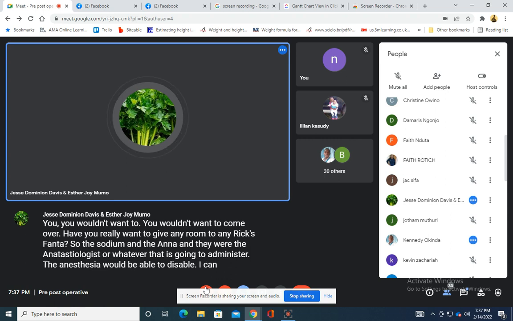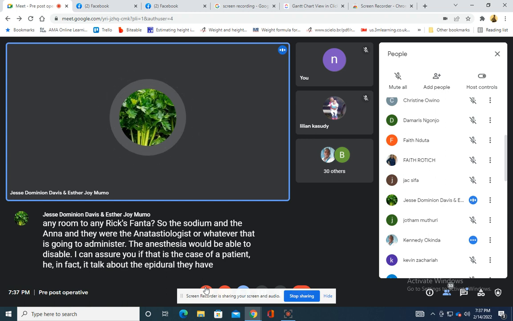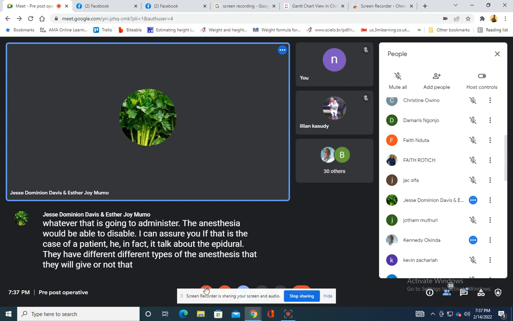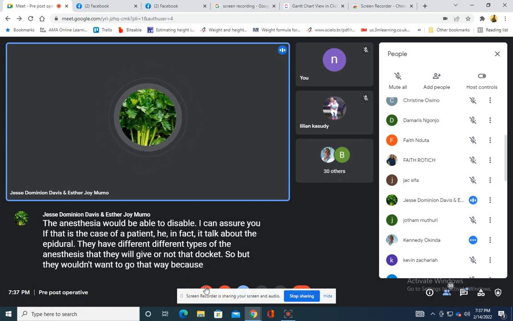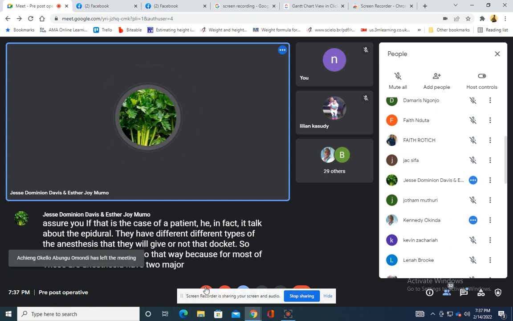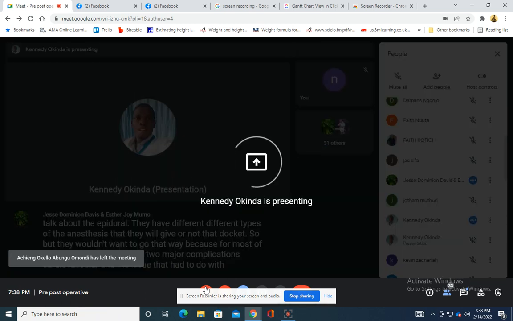But I can assure you, if that is the case of the patient, in fact, if talking about the epidural, they have different types of anesthesia that they will give on that docket. But they wouldn't want to go that way because most of these anesthetics have two major complications: cardiovascular and the issue that has to do with the central nervous system.